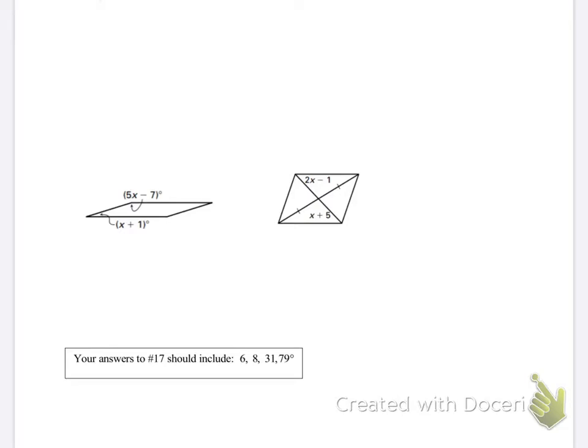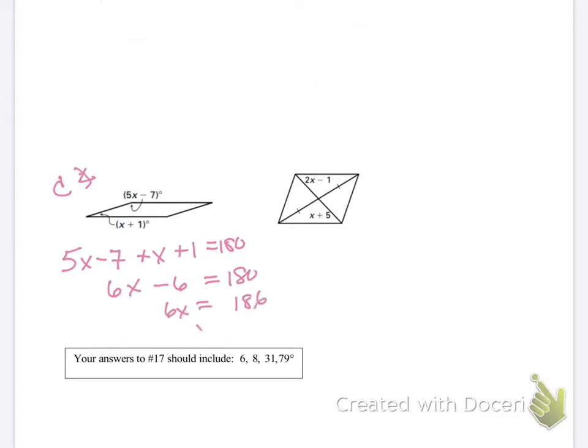And let's see what we have. Okay, so what's going to make these guys parallelograms? So these are consecutive angles. Okay, if they're consecutive angles, they have to sum to 180. So 5x minus 7 plus x plus 1 has to sum to 180. So that's going to be 6x minus 6 has to be 180. 6x equals 186. So x will equal 31. Okay? All right, last problem.